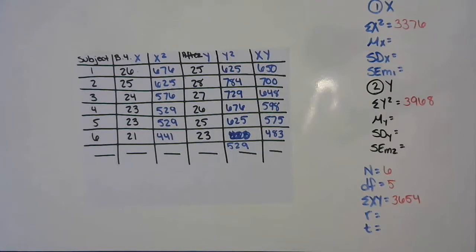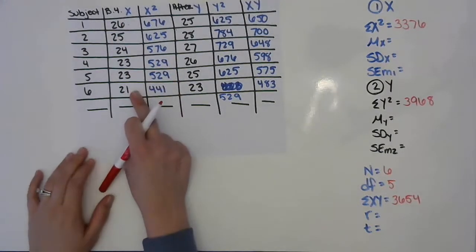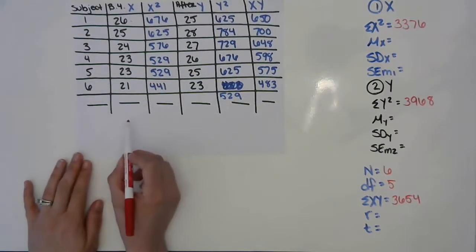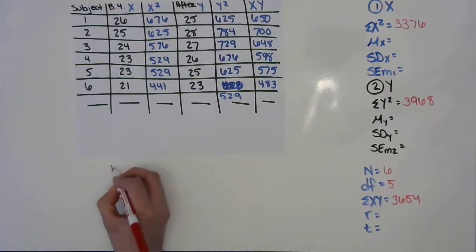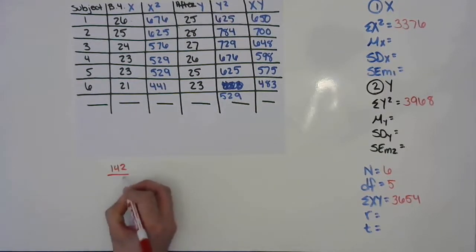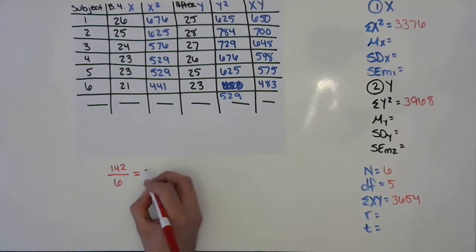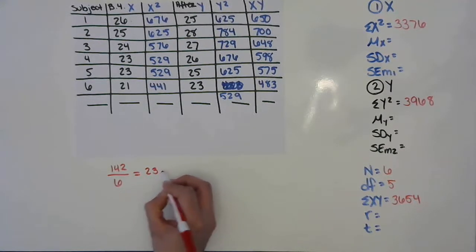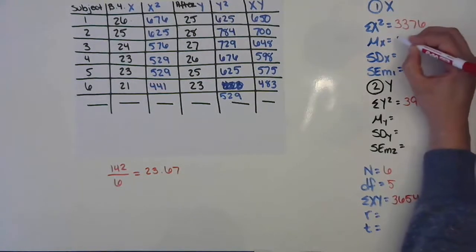From this table, we can go ahead and get our mean values for our x variable and our y variable. To get the mean, we are just going to add these up here and divide by how many we have. For the x variable, when we add all of these up, that is going to give us a value of 142. We're going to divide that by 6, and then that is going to give us a mean of 23.67.